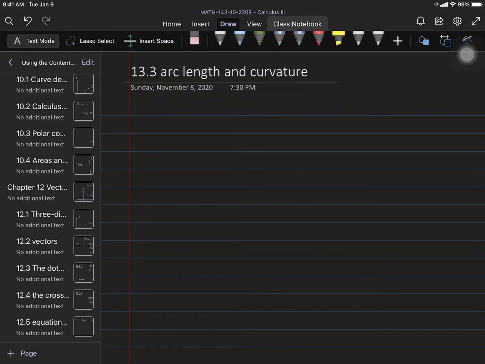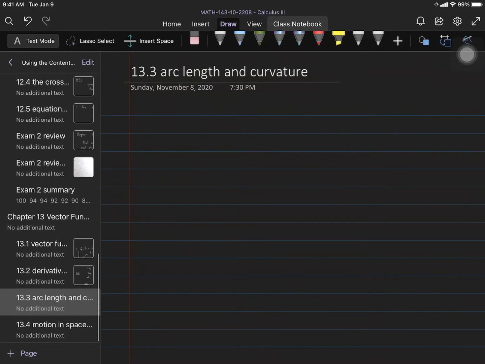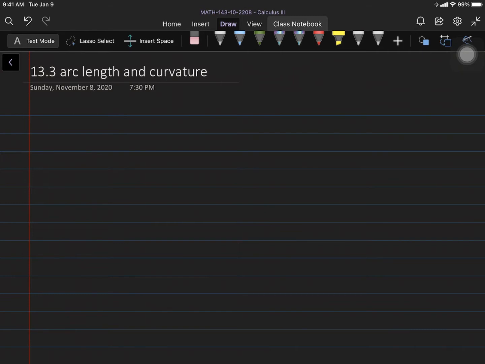Hello everyone, now we're going to learn 13.3, which is arc length and curvature. In this section, it includes two parts. Now we are going to do the first part, arc length. Firstly, let's have a quick review of what we did in chapter 12.